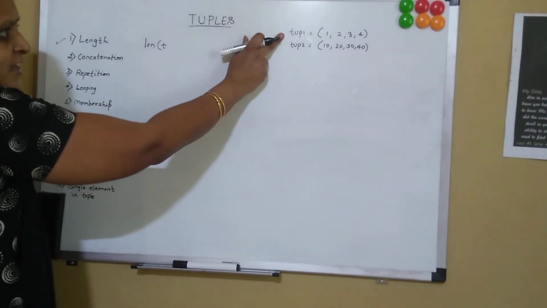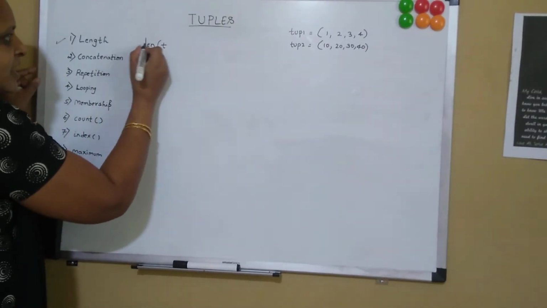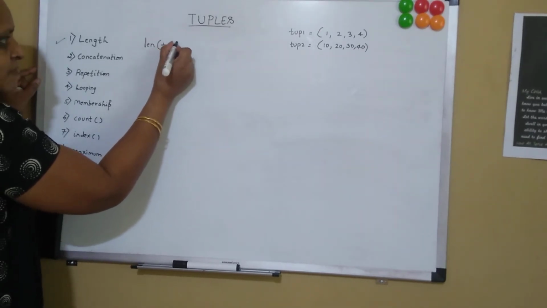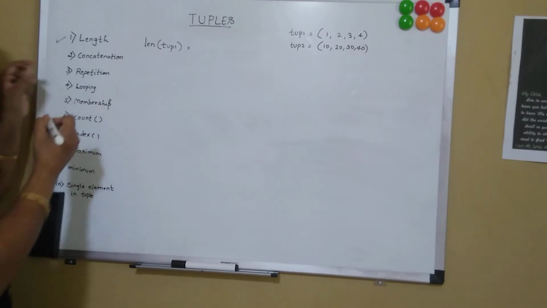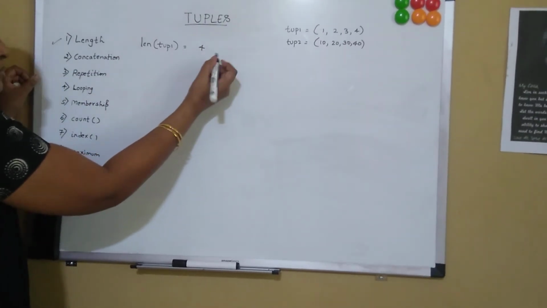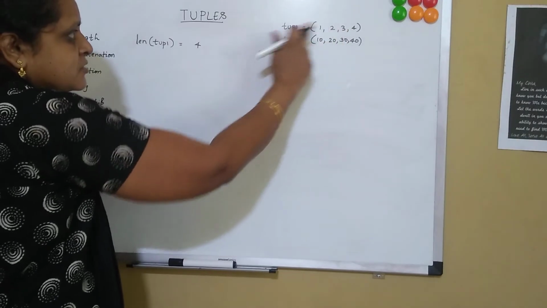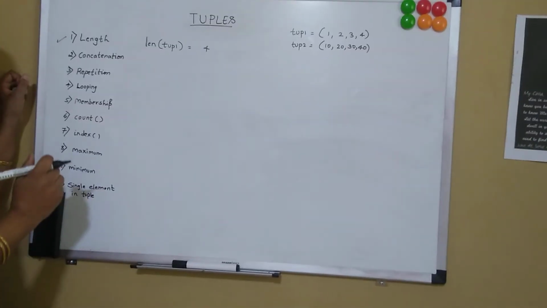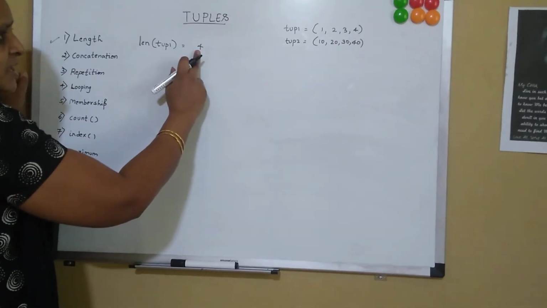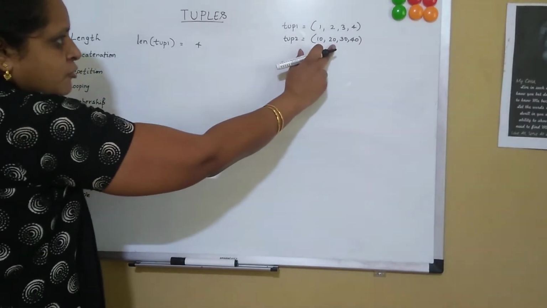Now, if I want to find the length of tuple 1, I have to just specify len and then tuple 1. Then when I print it, I get the length equal to 4 because there are 4 elements in tuple 1. Similarly, length of tuple 2 if we specify, we again get 4 because there are 4 elements in tuple 2.